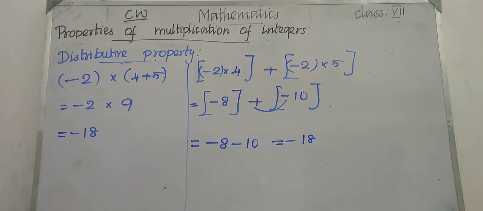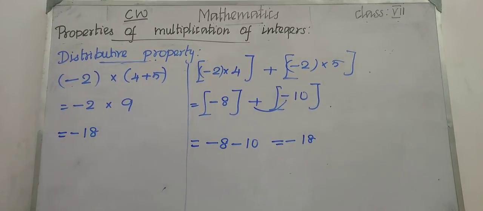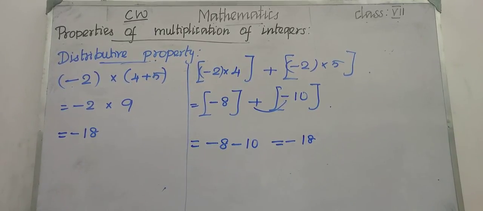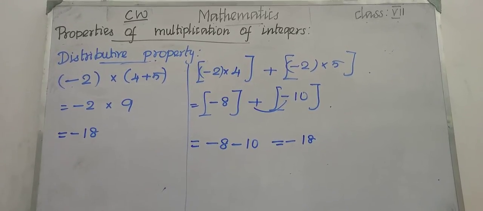So we can say we got the same answers, so it holds the distributive property of multiplication over addition. Let us try these. Before that, how will you write the format? If you are having any three integers as a, b and c, how will you write?